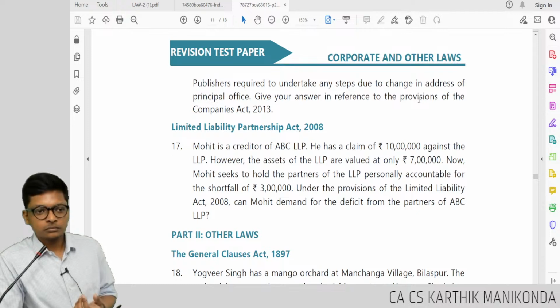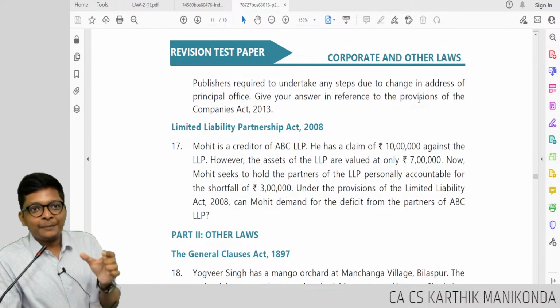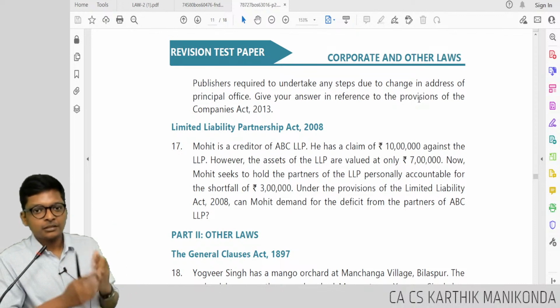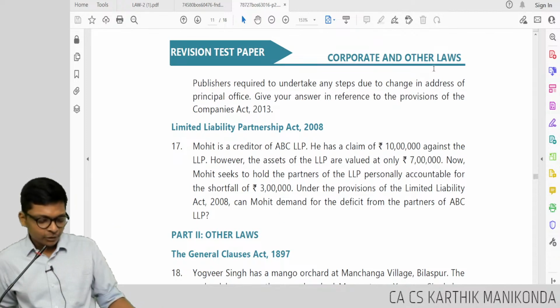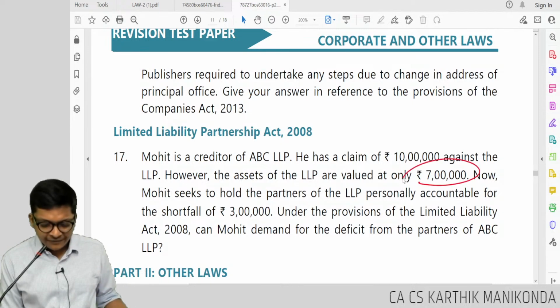What can he do? Nothing. Because LLP's feature is limited liability. 5 marks. Are you following? What can I advise Mohit? Go to temple, pray, go home. That's it. Nothing he can do. Why would he sue? He can sue the LLP to the extent of 7 lakhs.